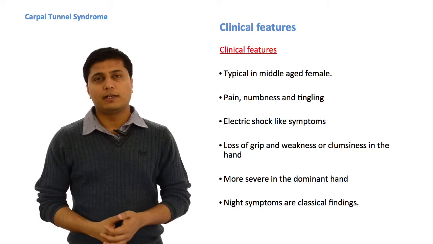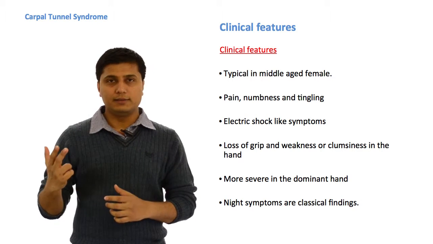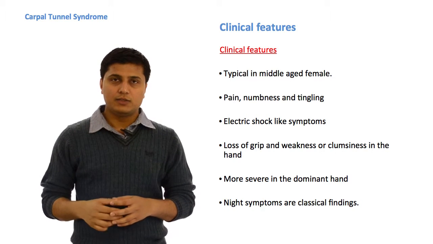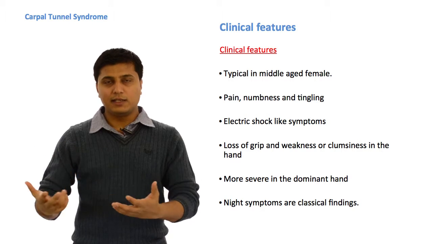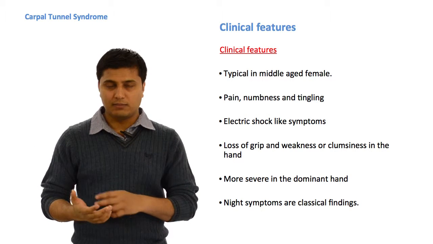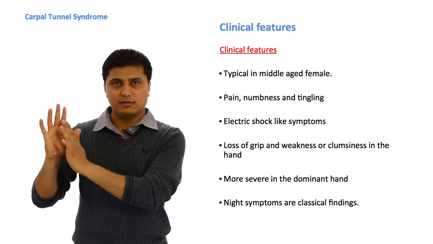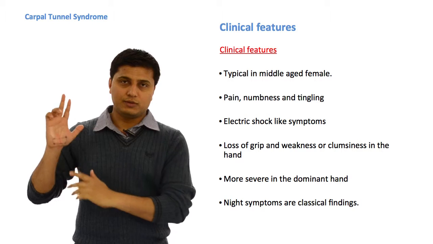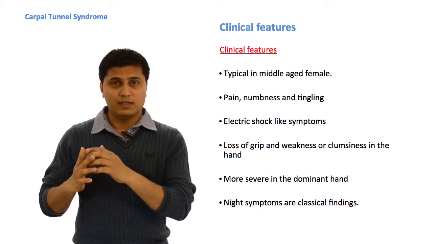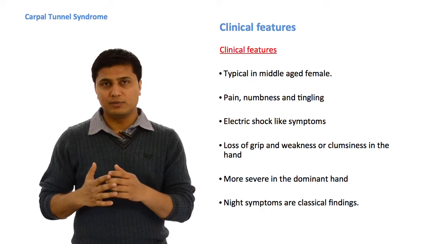So let's look into the clinical features of carpal tunnel syndrome. The median nerve has motor as well as sensory supply in the hand. So the clinical features, mainly when the patient comes, are the sensory symptoms. For example, pain in the distribution of the median nerve. For example, these are the 3 fingers which are supplied by median nerve. Sometimes it may be numbness or tingling sensation. Sometimes patient may complain of electric shock-like symptoms.